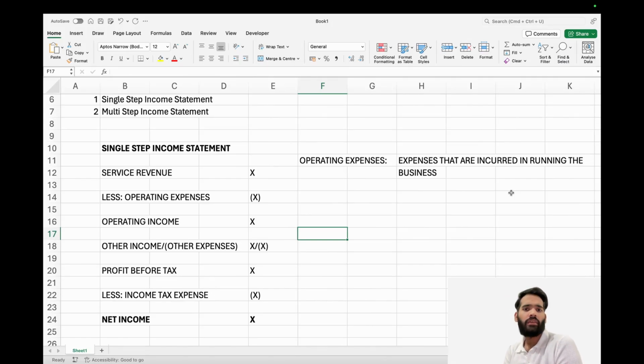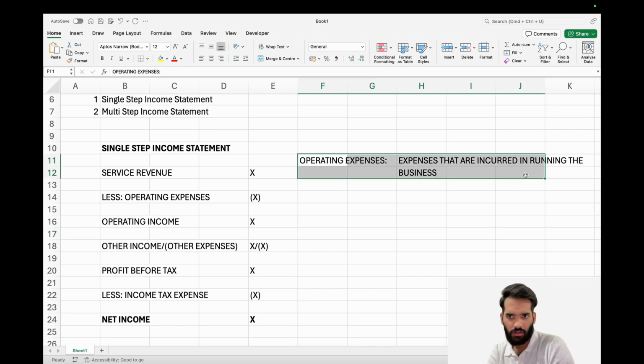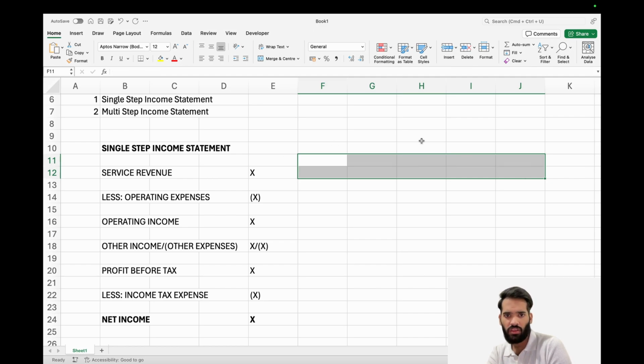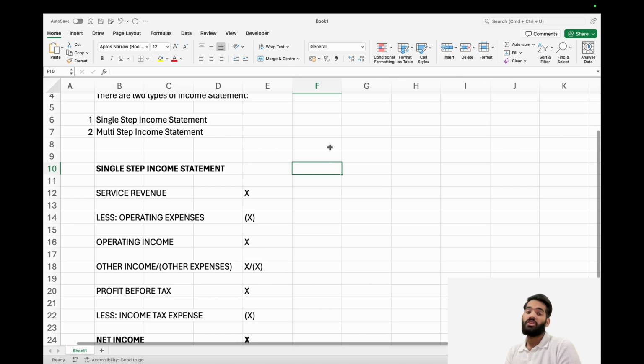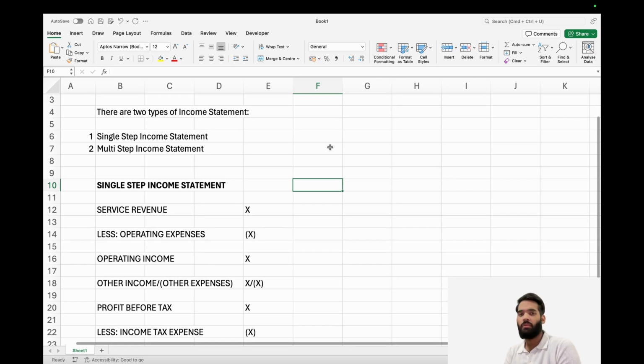So now let's talk about the second type of income statement, which is called the multi-step income statement. So let's talk about that. Okay, I'll just do it on the right side here, so you can see a side by side comparison. Now, first of all, we have to understand which type of business will go for the multi-step income statement.